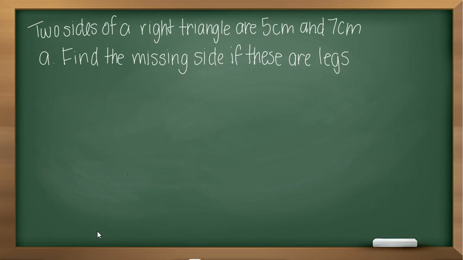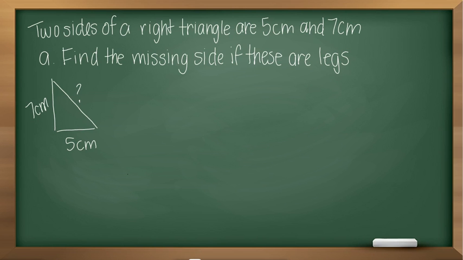What it means by legs of a triangle, or specifically a right angle triangle, is that the legs are the two shorter sides. So the first thing I'm going to do is draw a diagram of what that would look like. It doesn't have to be perfect, it's just to give us an idea of what's going on. So we have our 5 centimeters and our 7 centimeters on the two shorter sides, and the longest side, which remember we call the hypotenuse, is what we're looking for.